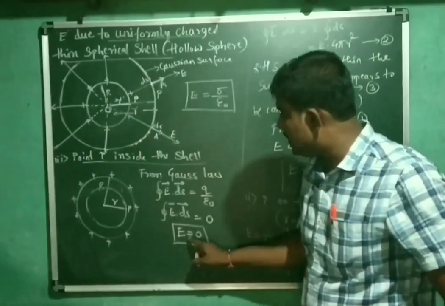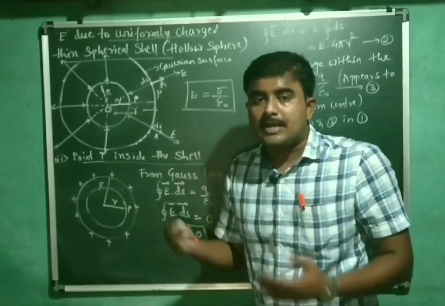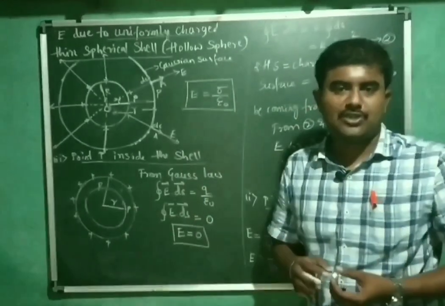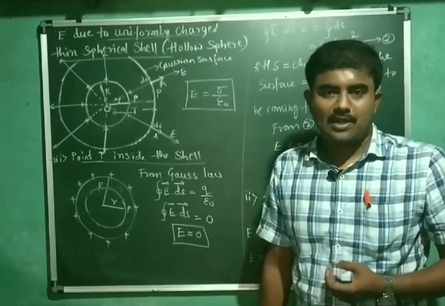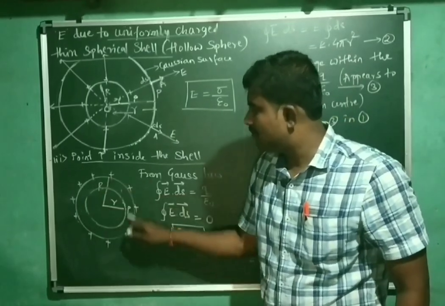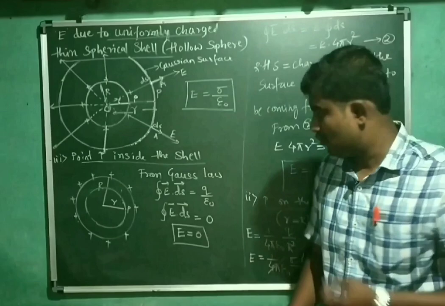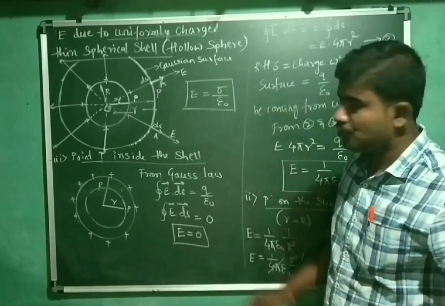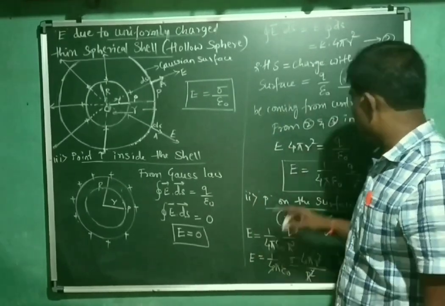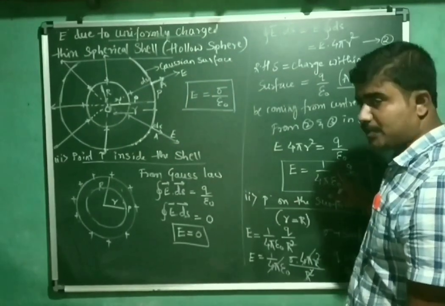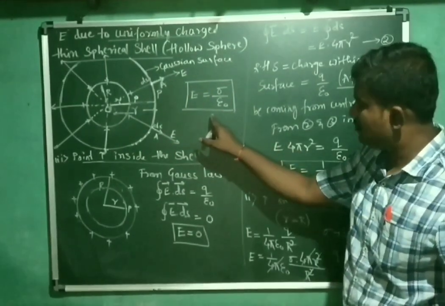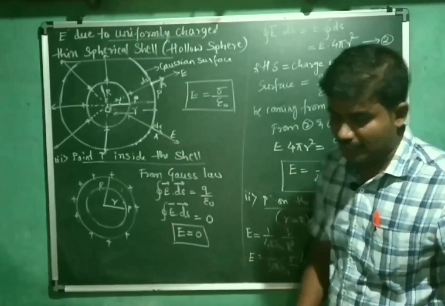Why is the electric field intensity within the conducting sphere 0? Because there are no charges. Charge only constitutes the electric field. Therefore, there are no charges within the conducting shell, and the electric field intensity within the shell is 0. So we studied 3 different cases actually. This is the electric field intensity outside the shell, this is on the surface of the shell, and this is within the shell.